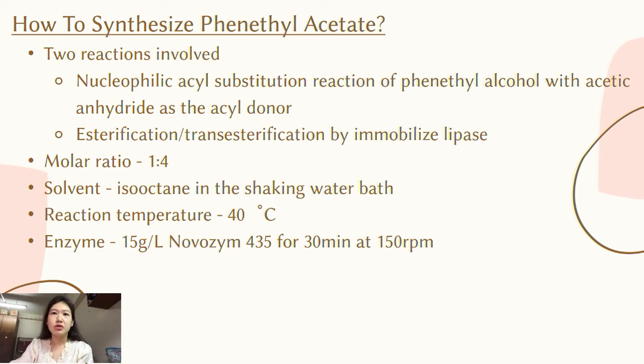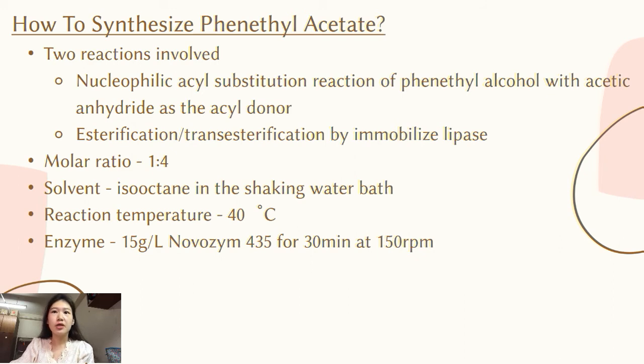Nucleophilic acyl substitution reaction of phenethyl alcohol with acetic anhydride as the acyl donor. Second reaction is the esterification or trans-esterification by the enzyme. They use the molar ratio of phenethyl alcohol to acetic anhydride 1:4. Solvent used is isooctane in the shaking water bath.